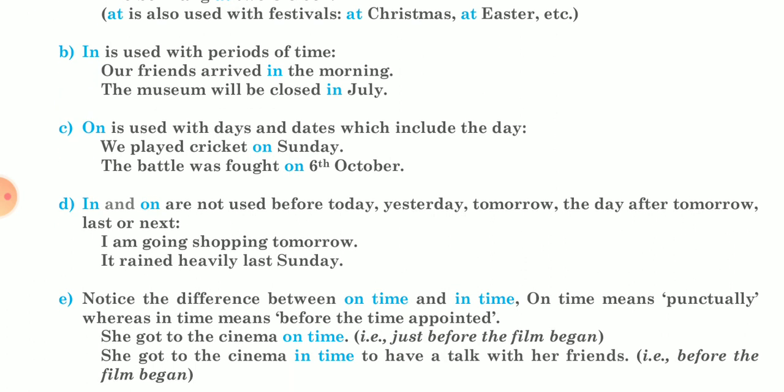Next one is, notice the difference between on time and in time. On time means punctually, whereas in time means before the time appointed. She got to the cinema on time. It means she reached the cinema on time, just before the film began. She got to the cinema in time to have a talk with her friends before the film began. She reached the cinema in time. In time means before time.